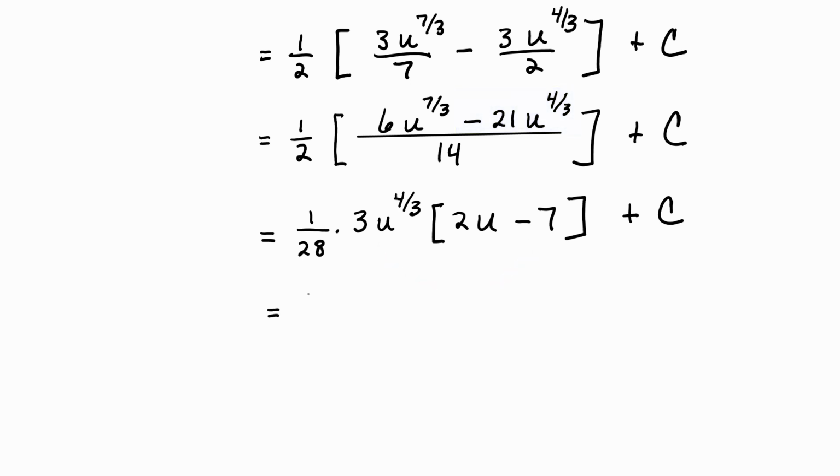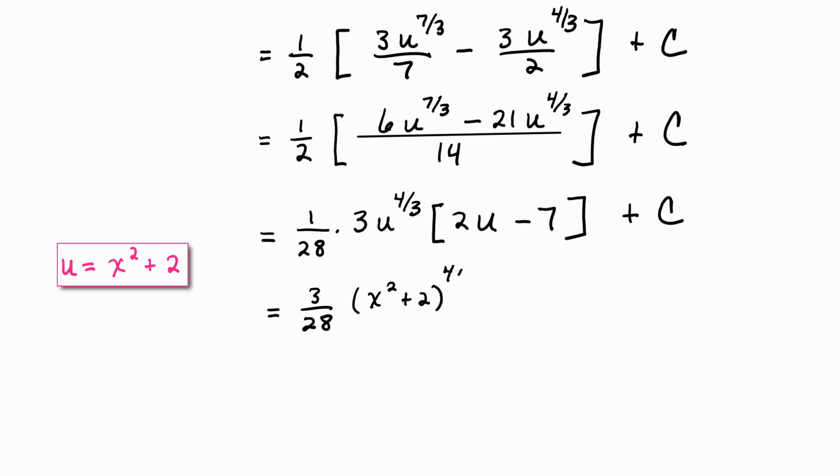So now we have 3 over 28, and let's substitute back to the x variable. Remember that u is equal to x squared plus 2, so u to the 4/3 becomes x squared plus 2 to the 4/3. Inside the bracket, we have 2 times the quantity x squared plus 2, and then we have to subtract 7, close the bracket, add c.